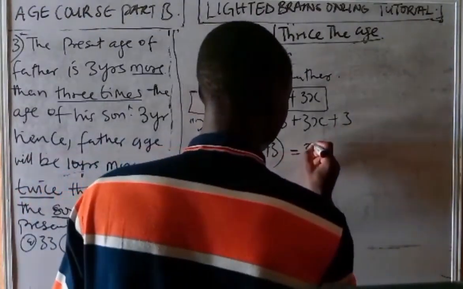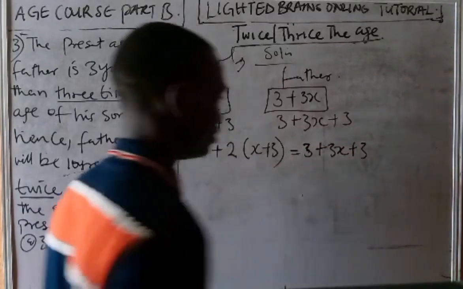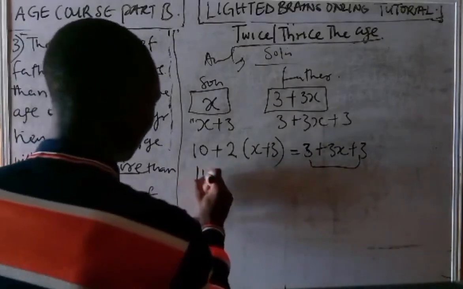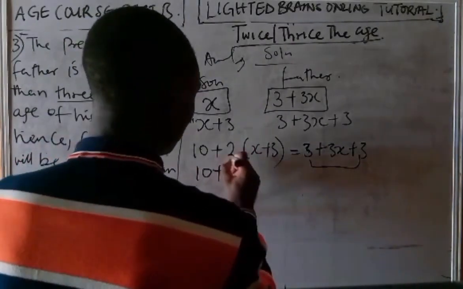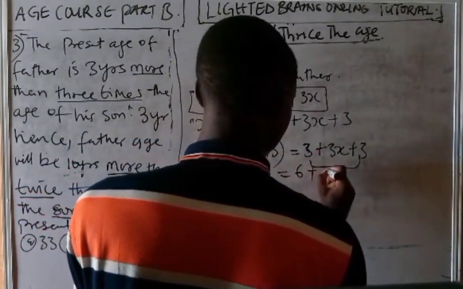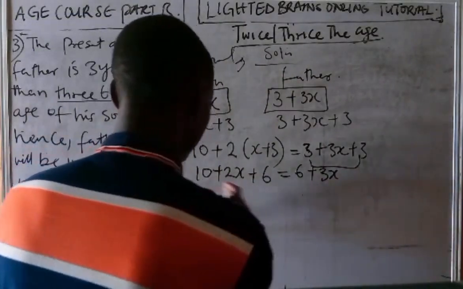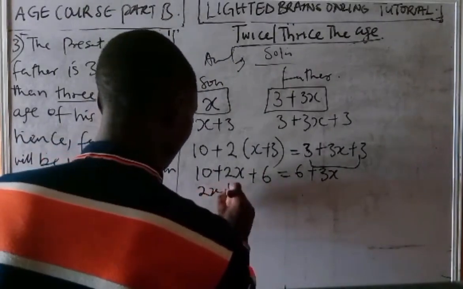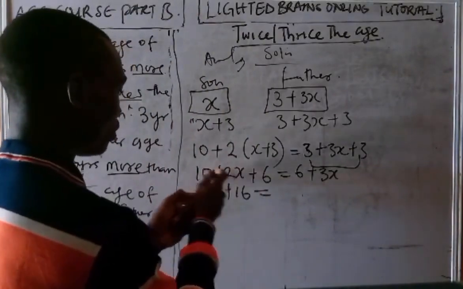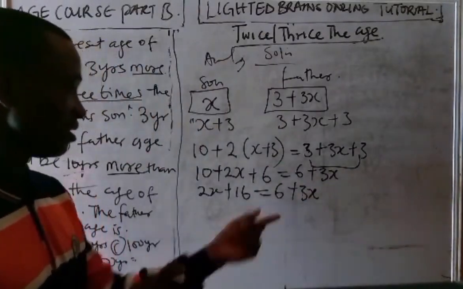So we have this one as 3 plus 3x plus 3. Let's do the mathematics. 10 plus 2x, 2 times x, plus 2 times 3, 6, is equal to 6 plus 3x. So 2x plus 16, since 10 plus 6 gives 16, is equal to 6 plus 3x.